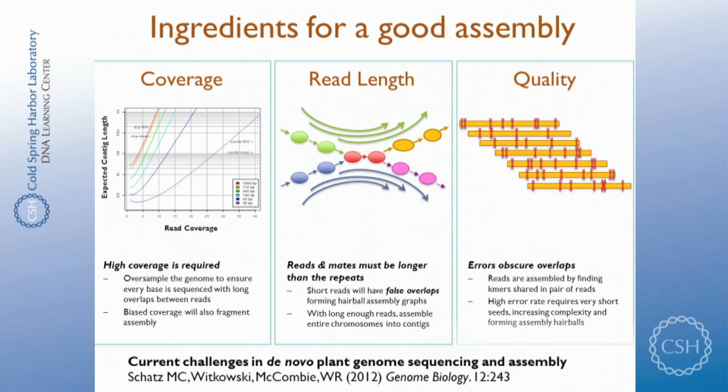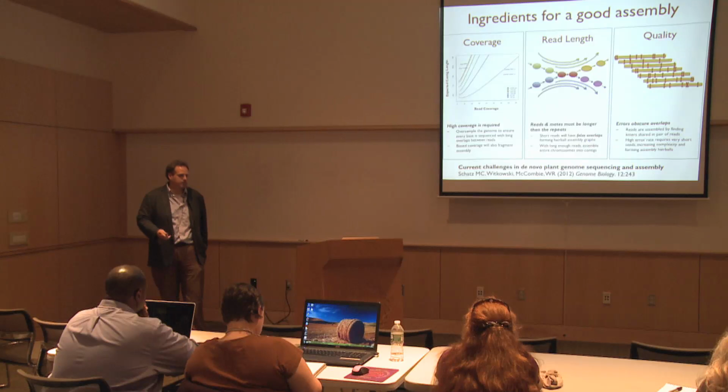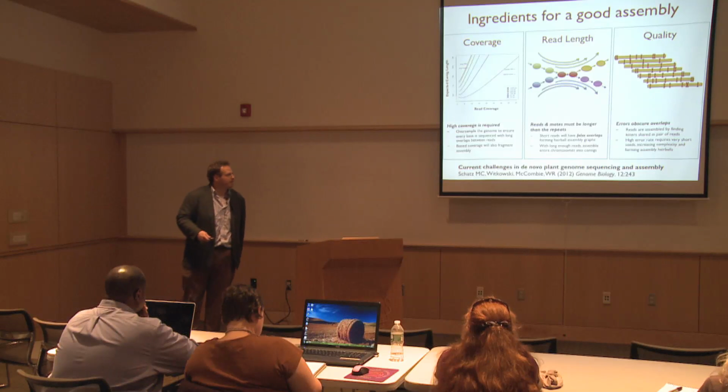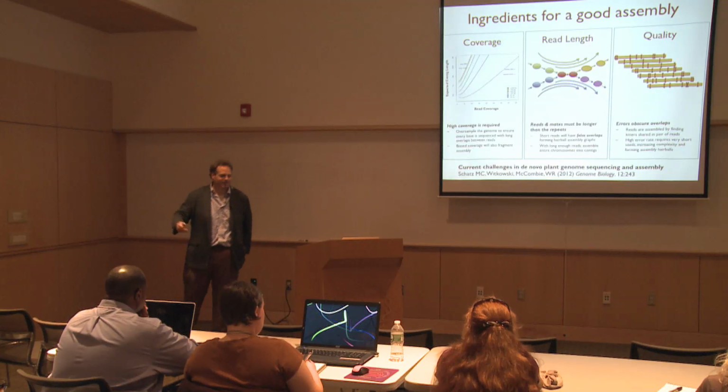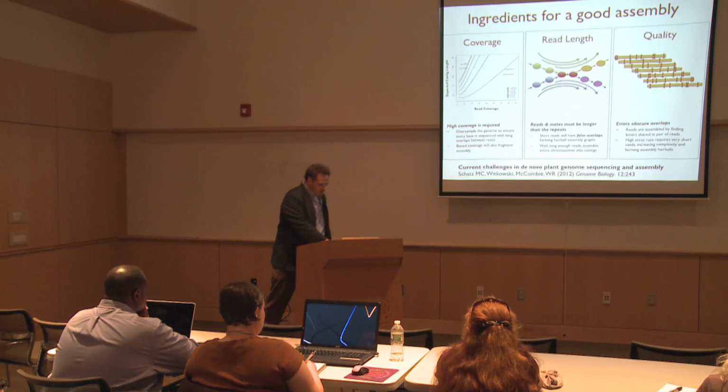And then the third thing that you need is really high quality data. If there are lots of errors in there up front, it's going to be very difficult or impossible to detect which reads overlap with which other reads. My lab and other labs spend a lot of our time developing new algorithms that can try to overcome some of the errors in the data. But very fundamentally, if you have bad data going in, you will get a bad assembly on the way out. It's just the reality of it all.